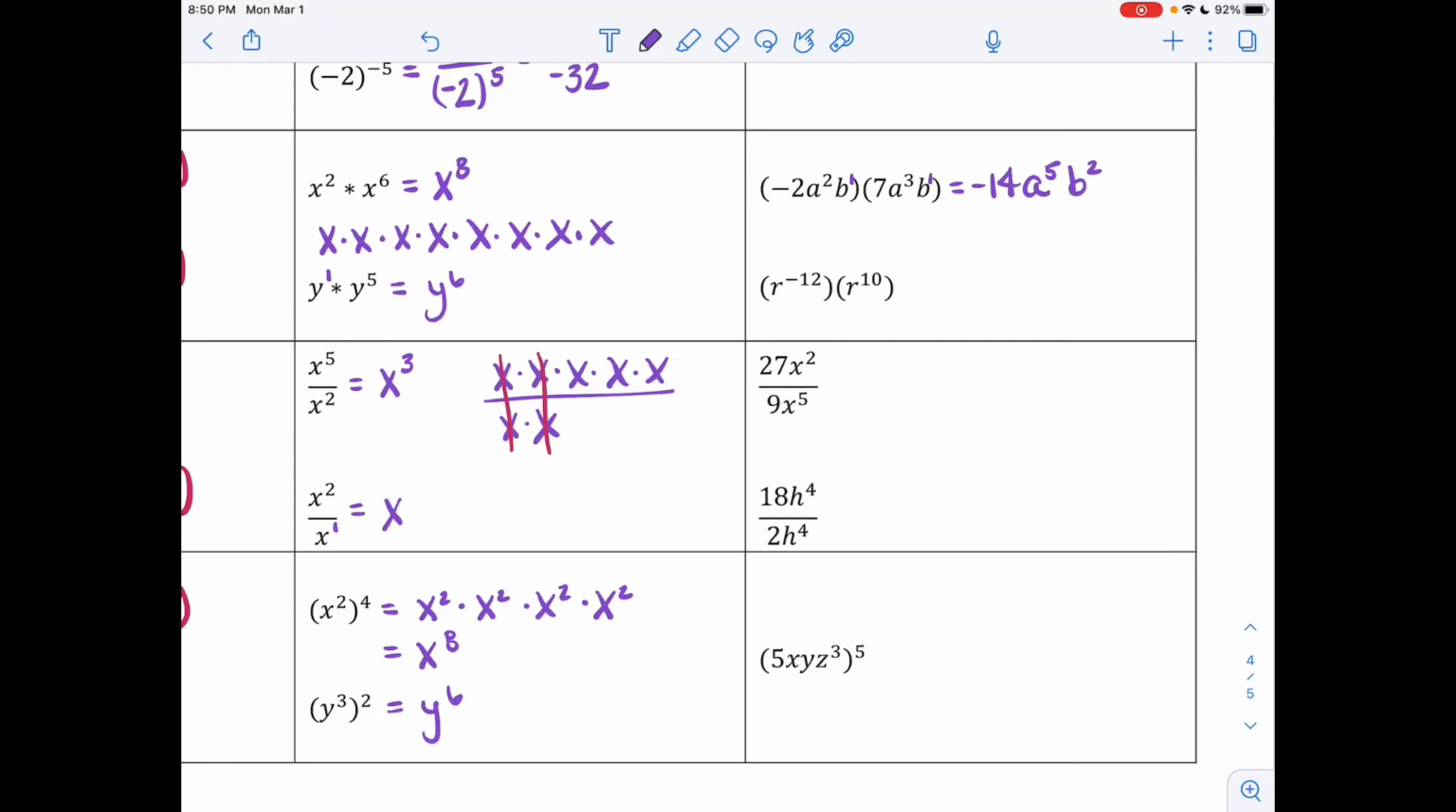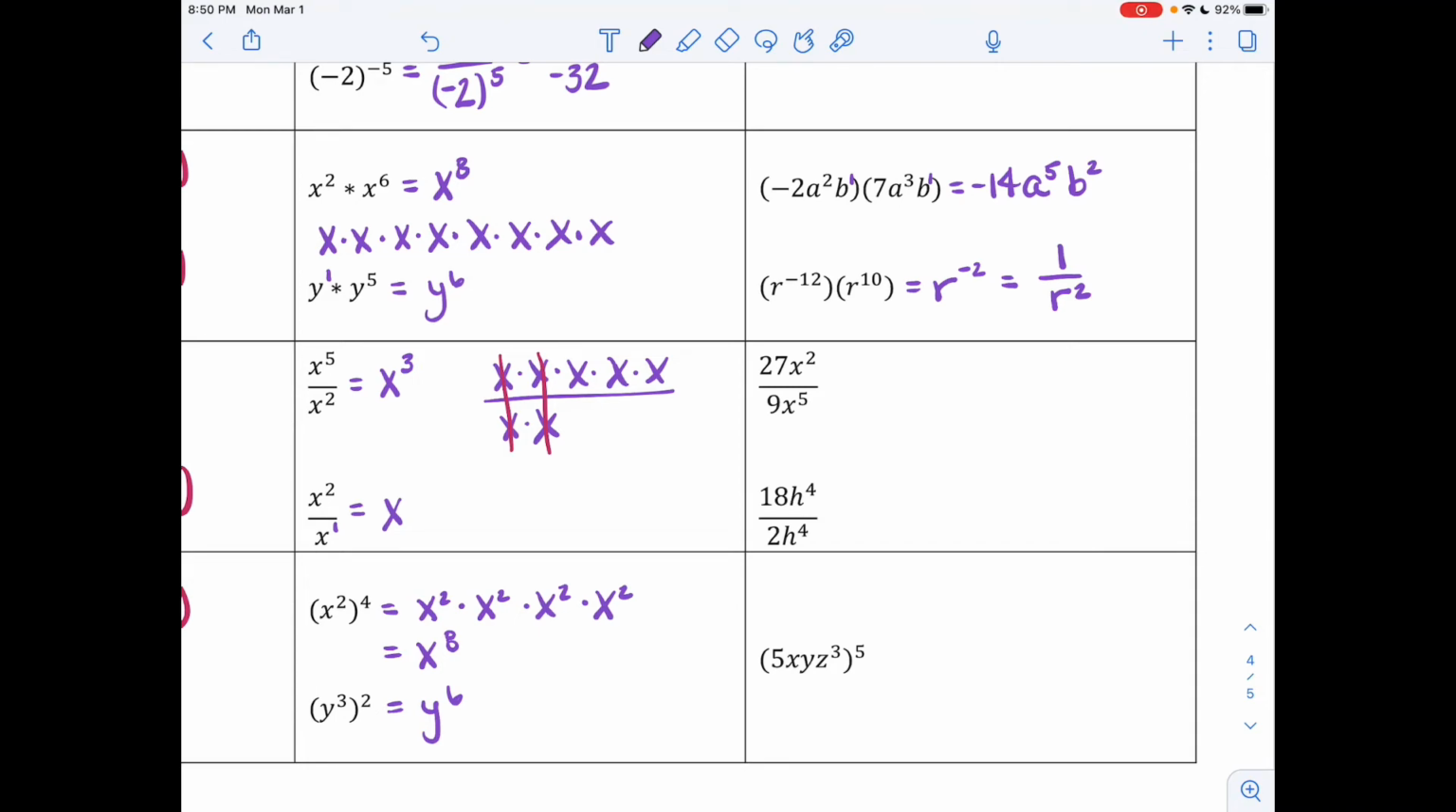r to the negative 12th times r to the 10th. Well, negative 12 plus 10, that's going to give me r to the negative 2 power. However, now we can use our negative exponent property to get rid of the negative symbol by saying that the reciprocal of r is 1 over r, and our exponent will be positive. Many times when you are asked to simplify your exponents, you want to get rid of negative ones by going ahead and taking that reciprocal.